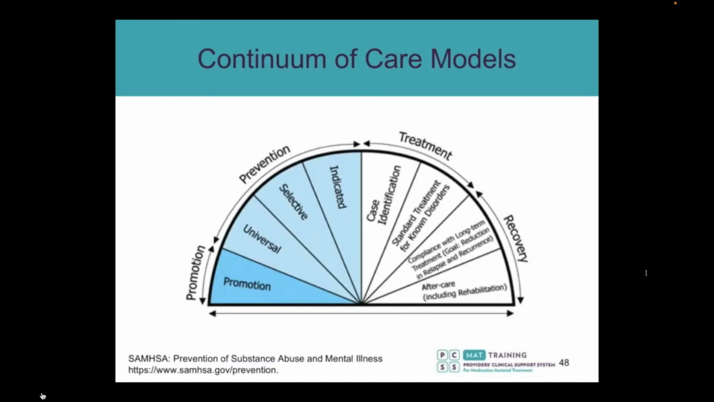So this is the continuum of care model as provided by SAMHSA. I think the important thing to point out here is that the indicated section of prevention is really where brief intervention fits in. Beyond the indicated, which would be targeting individuals at high risk who have minimal but detectable signs and symptoms of substance use, anything beyond that, you're thinking about referral to treatment.